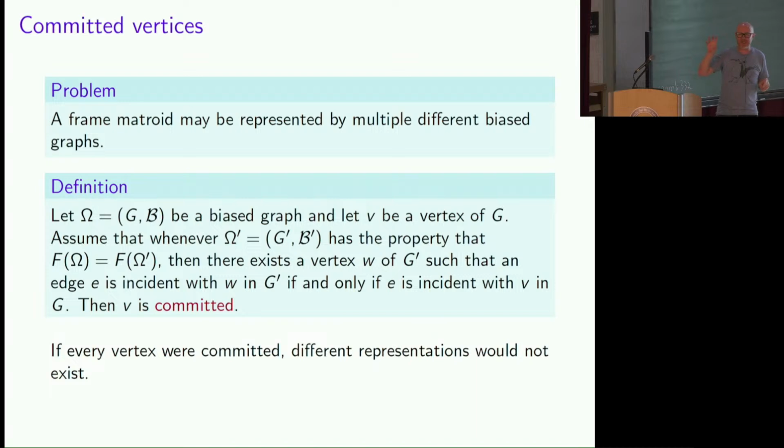I can look at a bias graph and move to a different bias graph representation of the same frame matroid, and that vertex star, that set of edges, may have been smeared all across the bias graph and may have completely evaporated. It doesn't look like a vertex at all. In that case, the vertex would be uncommitted. So committed vertices are our friends. Uncommitted vertices make life hard. So we want to get control over the uncommitted vertices.